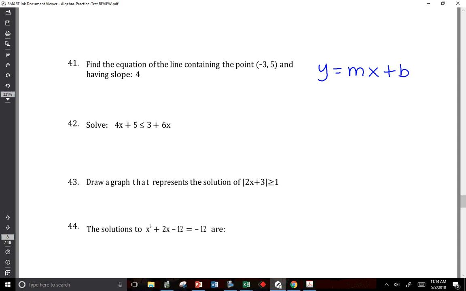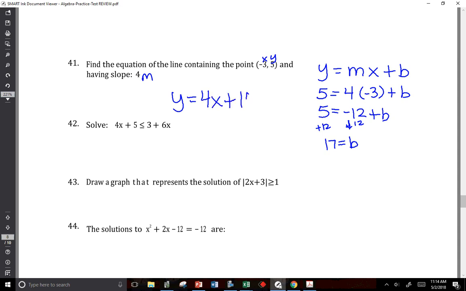So I'm going to subtract 4x from both sides. So I have 5 is less than or equal to 3 plus 2x. Subtract 3 from both sides. So 2 is less than or equal to 2x. Divide by positive 2. So I just say 1 is less than or equal to x. So if I read it backwards, it's x is greater than or equal to 1. Do you get that? Yes. So if you keep it positive, you don't have to worry about flipping the thing.